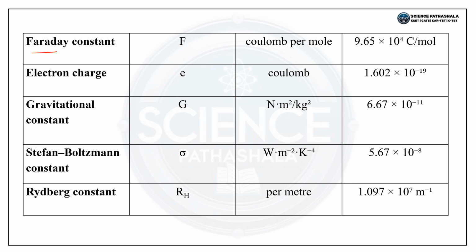The next is Faraday's constant. Faraday's constant is the amount of electric charge per mole of electrons. It is represented by the symbol capital F. The SI unit of Faraday's constant is coulomb per mole. The value of Faraday's constant is 9.65 into 10 raised to 4, that is 96,500.